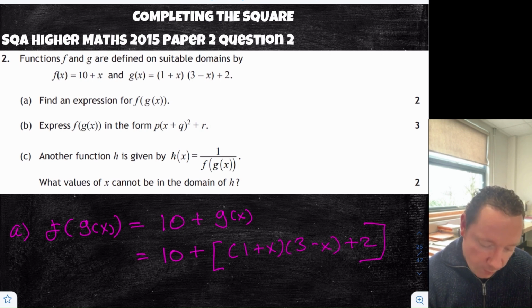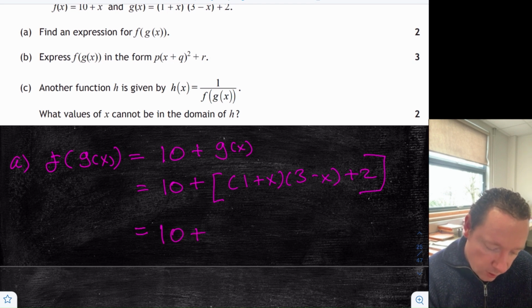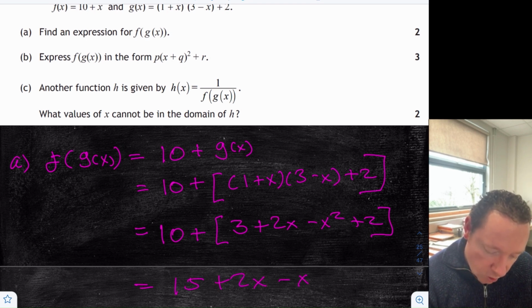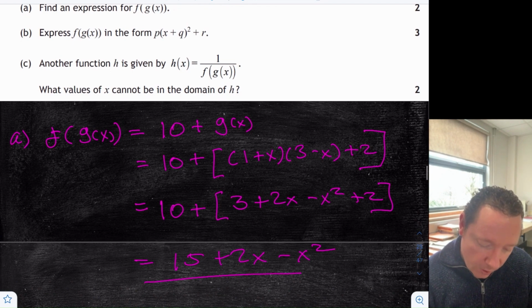We need to tidy that up a little bit. So I'll expand the brackets. That's 10 plus 1 times 3 is 3, minus x plus 3x is plus 2x, minus x squared, plus 2. So that equals 10 plus 3 is 13 plus 2 is 15. So it's 15 plus 2x minus x squared. Or you can write that minus x squared plus 2x plus 15. But I'll just leave it there.